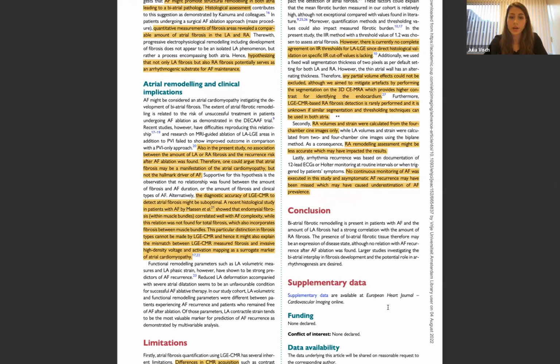So to conclude, biatrial fibrotic remodeling is present in patients with AF, and the amount of left atrial fibrosis correlates strongly with the amount of right atrial fibrosis, and therefore it could be an expression of disease state, but larger studies are needed to investigate the biatrial interplay, fibrosis development, and potential role in arrhythmogenesis.